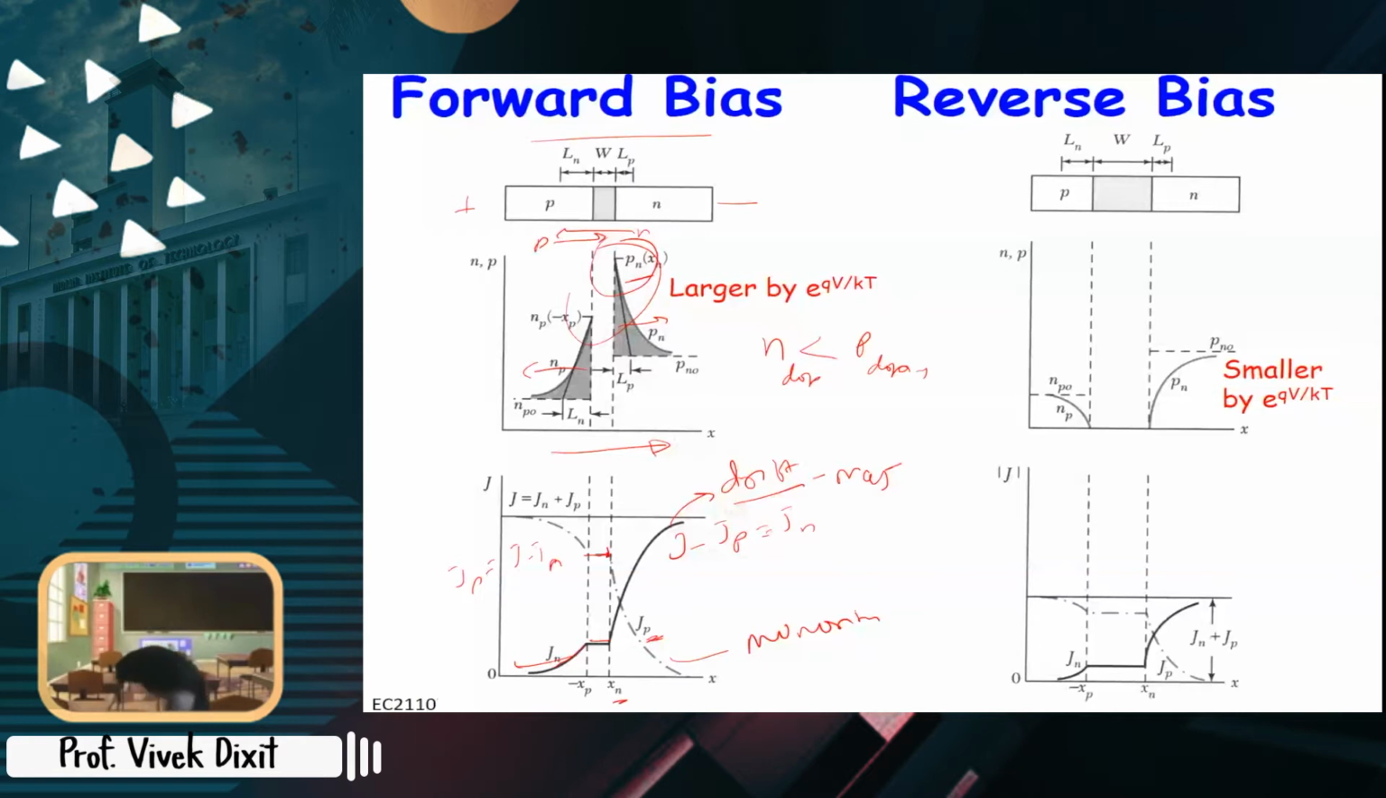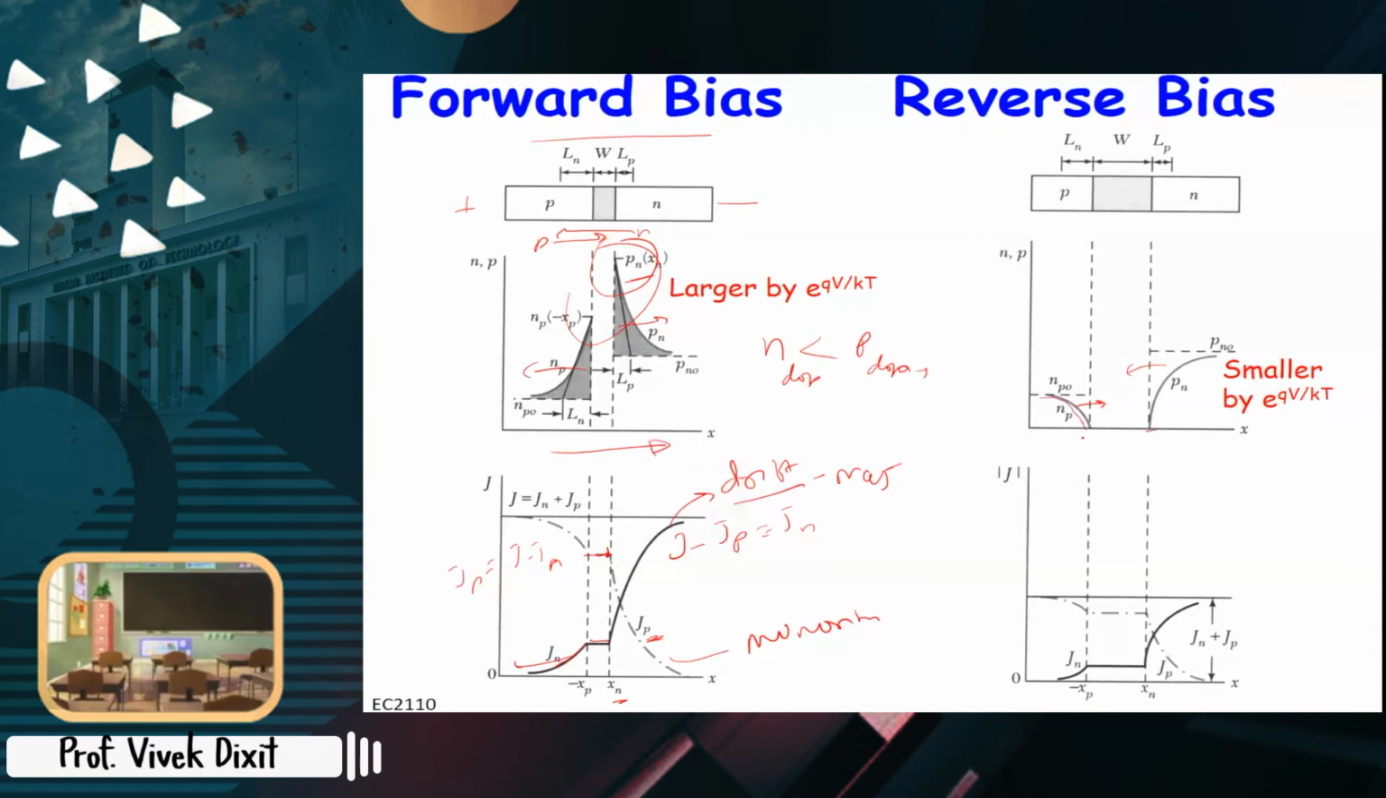Now in reverse bias, what happens? Instead of injecting, the carriers are extracted. So here we injected minority carriers. Here we are extracting the minority carriers, right? Because it's a reverse bias. So these holes are extracted from the N side, electrons are extracted from the P side. So the minority carrier profile looks like this.